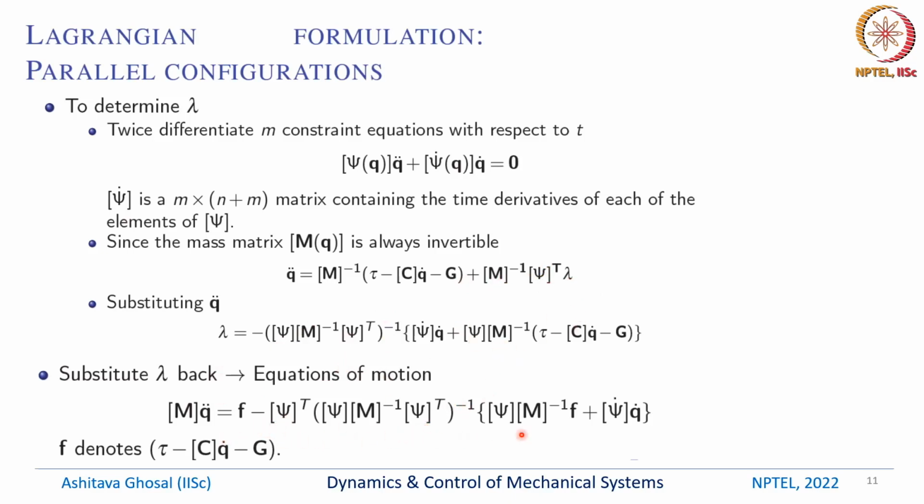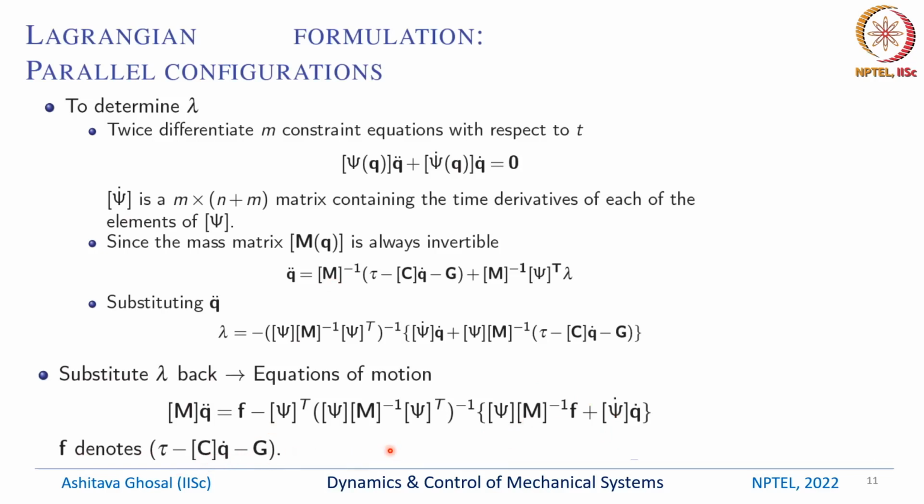And then we have another term, which is psi m inverse f plus psi dot q dot. So psi dot q dot is coming from here, and psi m inverse f, where f is tau minus c q dot minus g. We already have some m inverse, so we will get this term psi m inverse f, where f denotes tau minus c q dot minus g.